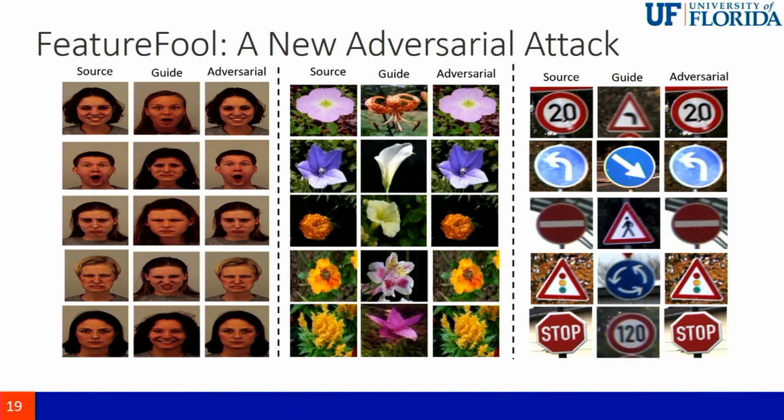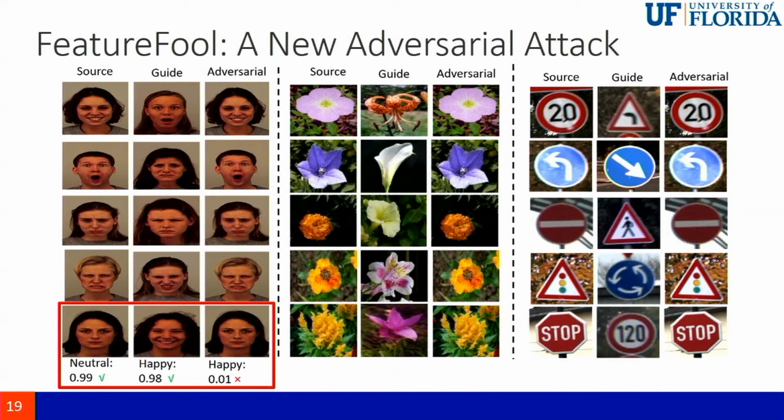So here are 3 different examples. Let's just take a look at the left bottom corner. We have 3 images here. The first image is a genuine image, the source image. The classifier would correctly classify it as the neutral face, and the confidence is 99%, which is very high confidence, right?